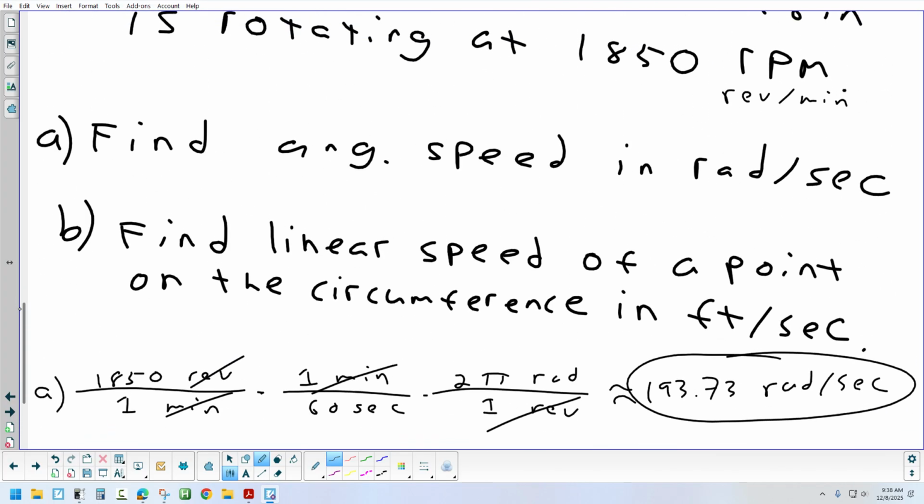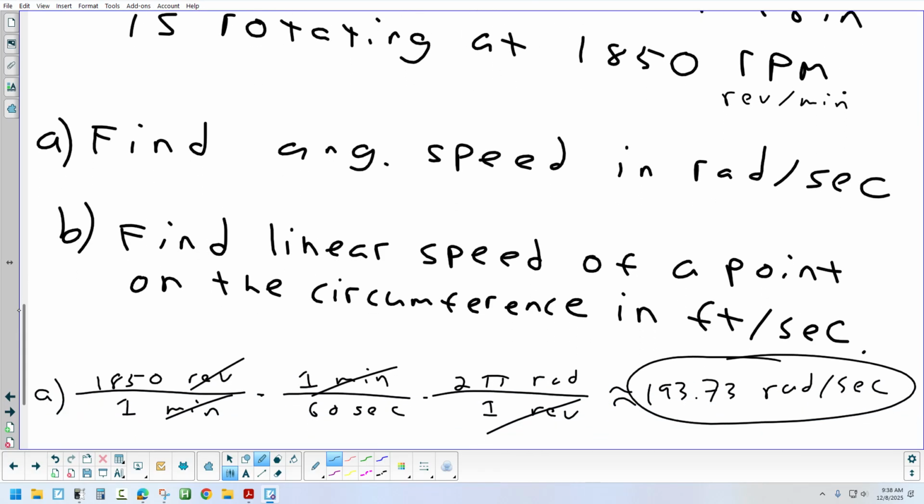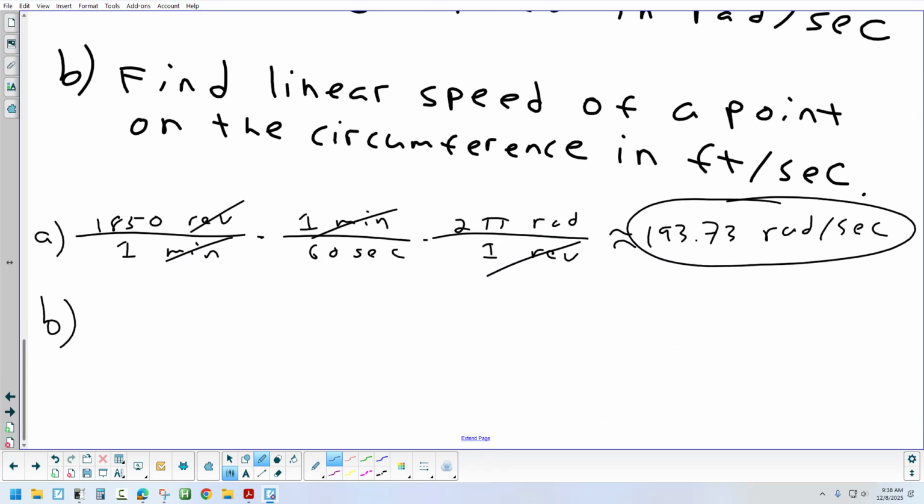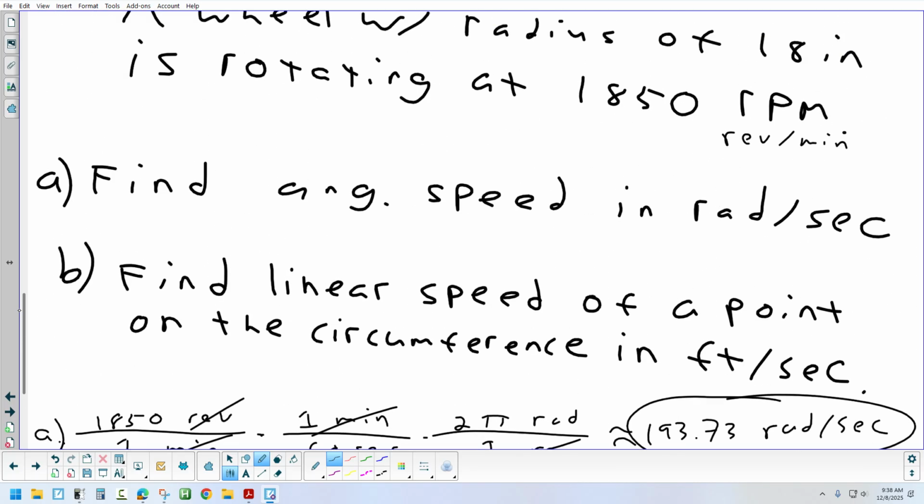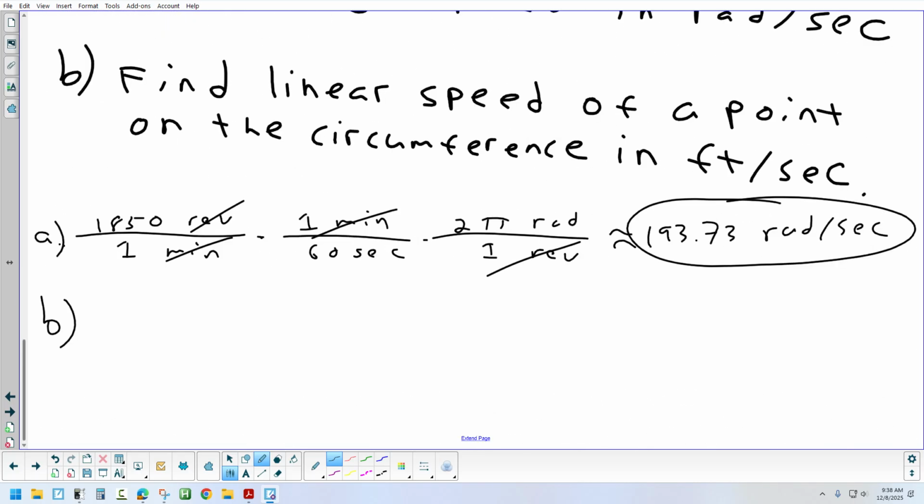All right, so whenever you want to convert between angular and linear, you need to be in revolutions. So part A actually didn't help us to do part B at all. Right? It was just a separate question they wanted us to do. So to convert between angular and linear, you need to be in revolutions. That's what was given to us. So let's go back to that. 1850 revolutions in 1 minute. Well, they want seconds, so we can convert that again. That part's straightforward. In 1 minute, there's 60 seconds.